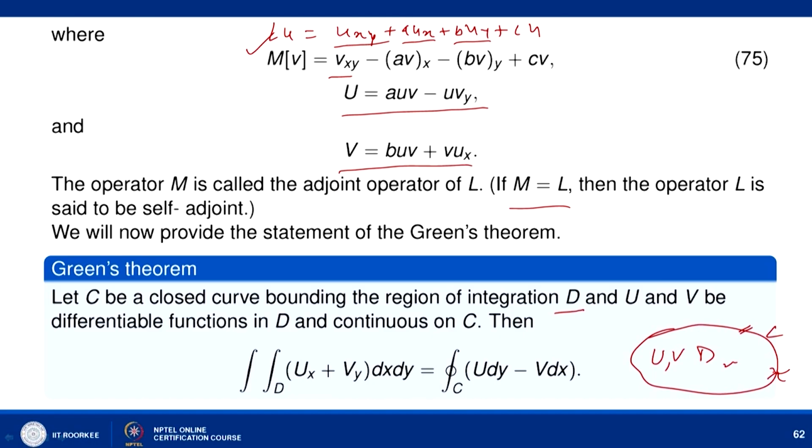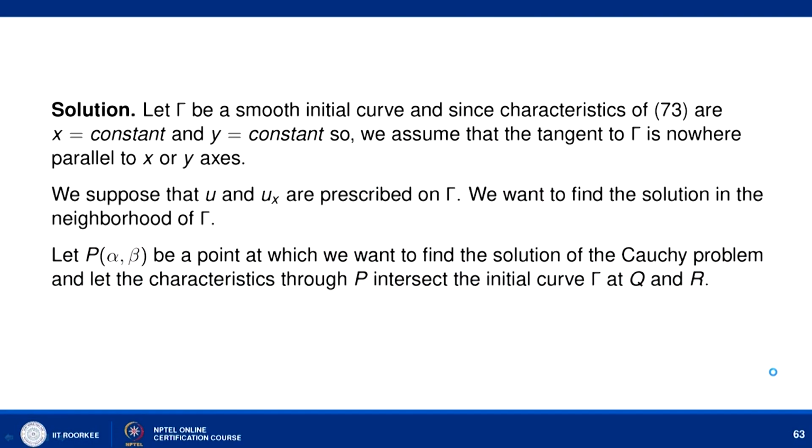So now let us see how this Green's theorem is utilized to find out the solution of the non-homogeneous wave equation. So here let us start with, let gamma be a smooth initial curve, and since characteristics are x equal to constant, y equal to constant, we assume that the tangent to gamma is nowhere parallel to the x or y axis. So we consider this is your x, this is y, and suppose your gamma is given like this, and so here it is your gamma. And here we are assuming the initial curve in a way such that if you take the tangent at any point of gamma, the tangent is nowhere parallel to your x axis and y axis.